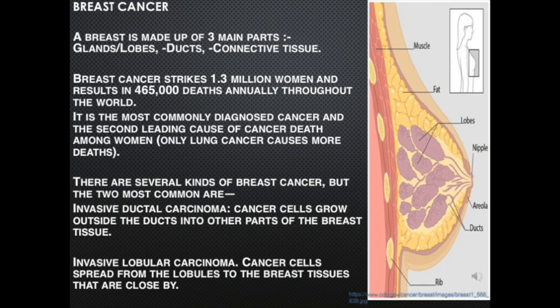The breast is made up of three main parts: the lobes, the ducts, and the connective tissues. The lobes are the glands that produce the milk, the ducts are the tubes that carry milk to the nipple, and the connective tissue surrounds and holds everything together. There are several kinds of breast cancer, but the two most common types are the invasive ductal carcinoma and the invasive lobular carcinoma. And just like their names, the ductal carcinoma are when cancer cells grow outside the duct, while the lobular carcinoma are when cancer cells spread from the lobule to the breast tissues.